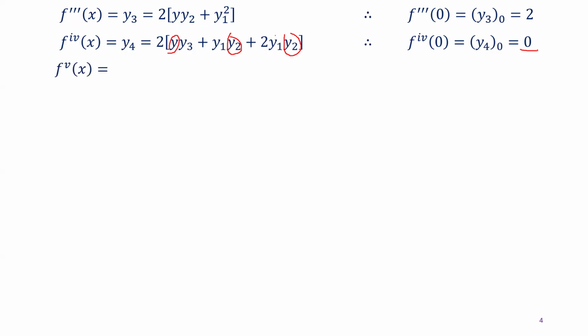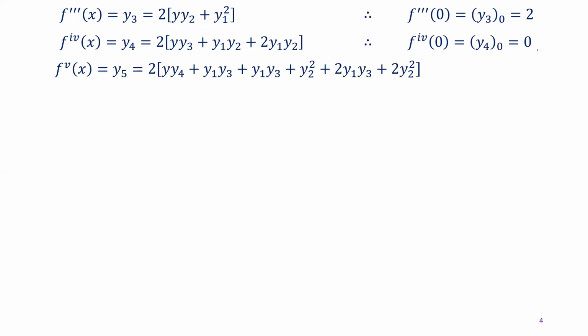I think we should also try to find out what is y5 of x. So let me write down over here. First, we have to write down what is the derivative of y3. So first function y, derivative of y3 is y4, plus derivative of y is y1 into y3. So these are the first two terms, the derivative of the first term, this one.